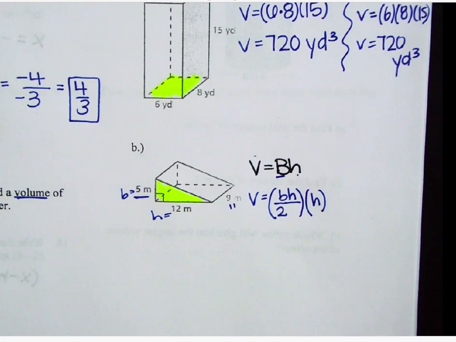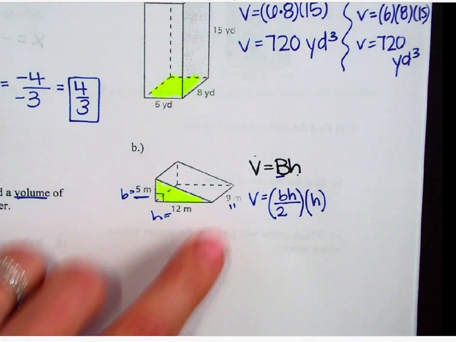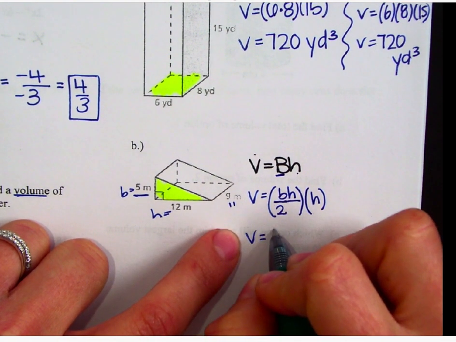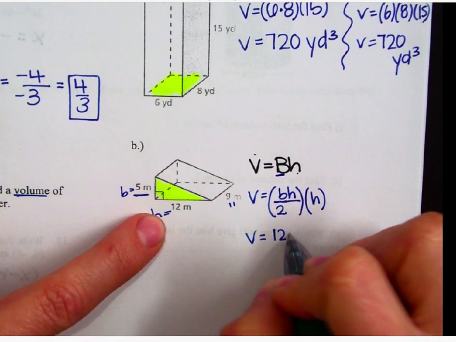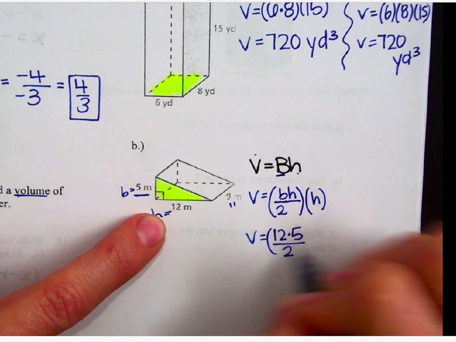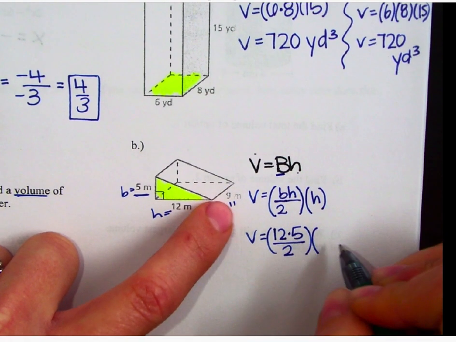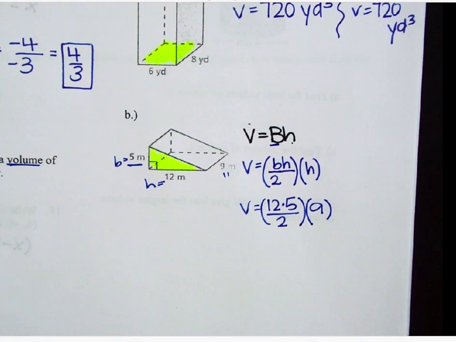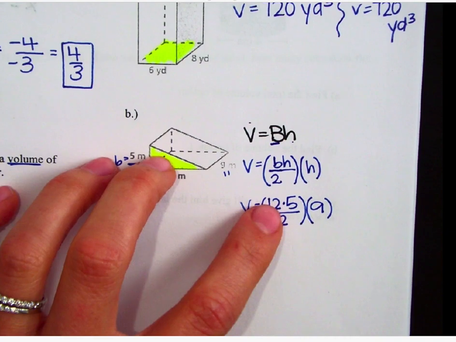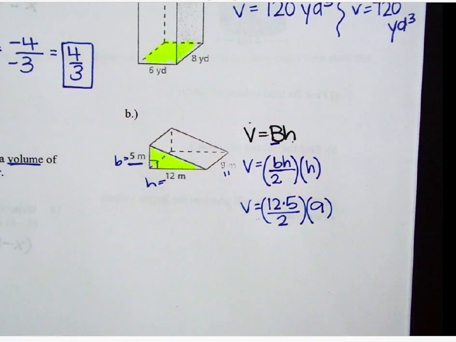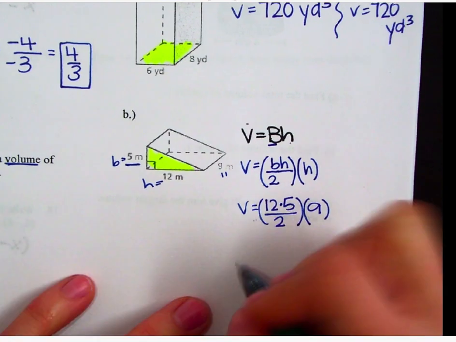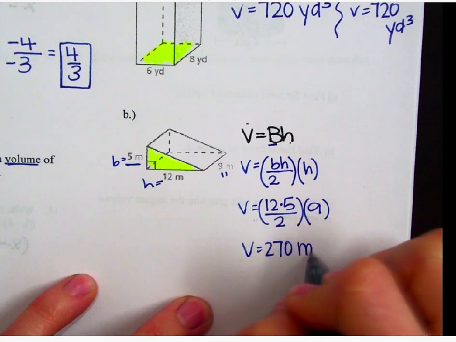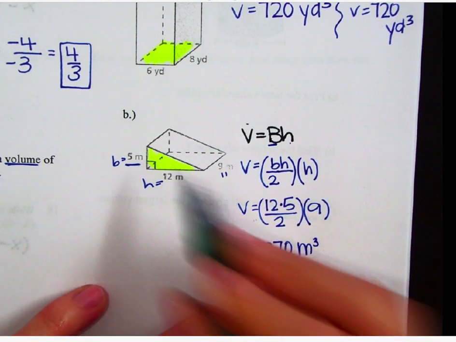Let me see, what number is that supposed to be? I hope a 9. Mine got a little blurry. Yeah, that's a 9. Okay, so 1/2 base times height in the triangle is going to be 12 times 5 divided by 2, and then times the height of the prism, 9. Without a calculator, 12 times 5 is 60, 60 divided by 2 is 30, and then 30 times 9 is 270. So 270 cubic meters would be the volume of this prism.